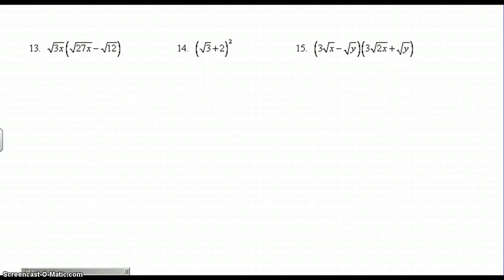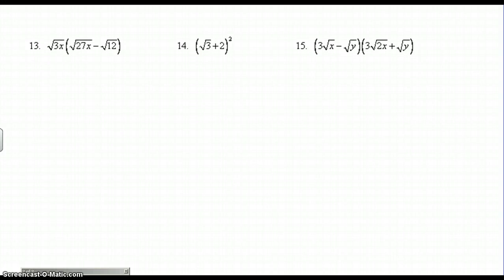Let's go down to 13, 14, and 15. This is multiplication. So multiplication, we need to distribute the square root of 3x. So I'm going to distribute to both terms, and now I'm going to multiply them. The square root of 3x times the square root of 27x, we can do 3 times 27, which gives me 81. And x times x gives me x squared.